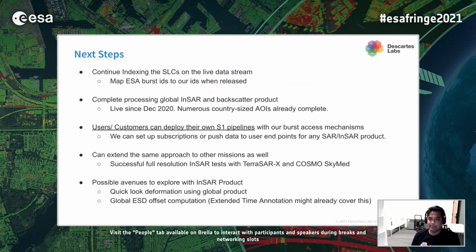Anywhere. So what are the next steps with this? The reason I'm hurrying a little is I hope I can use the time to do some quick demos that I have. We will continue indexing a live stream of SLCs. When ESA releases its burst IDs, we'll map it to ours and keep going. We plan to completely reprocess the global InSAR and backscatter product. We've been live since December 2020. We will backfill everything else. We already have numerous country-sized AOIs complete.